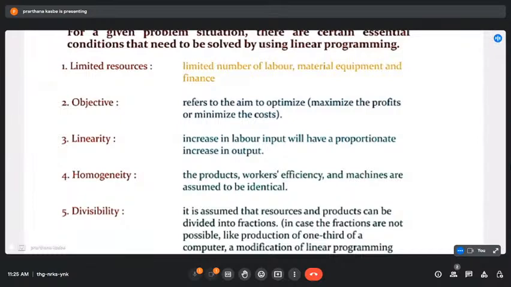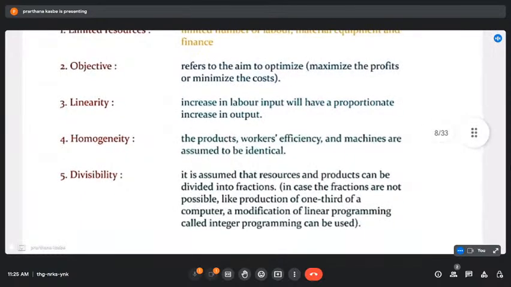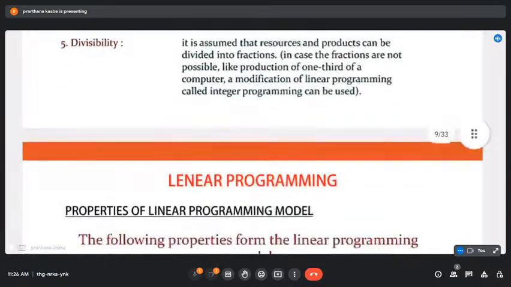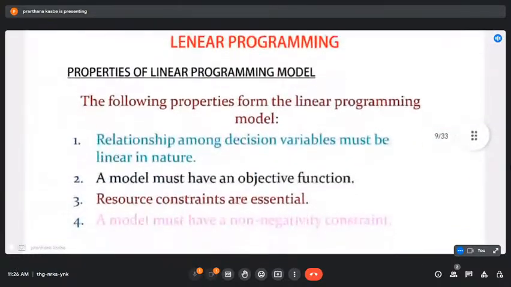Divisibility: it is assumed that the resources and the product can be divided into fractions. In the case where fractions are not possible, like production of 1/3 of a computer, a modification of linear programming called integer programming can be used. That is the divisibility. So these are some essentials of linear programming.